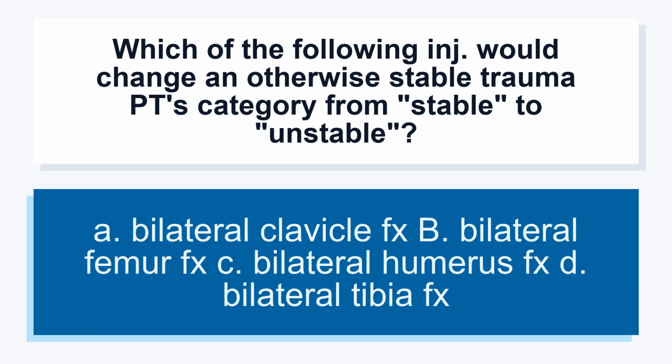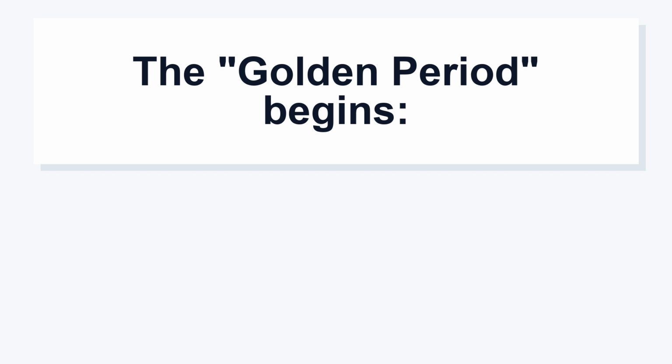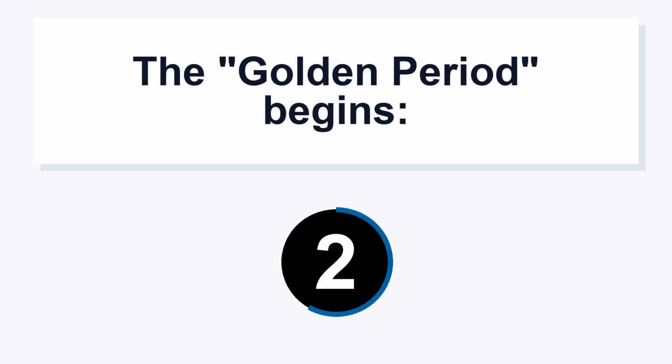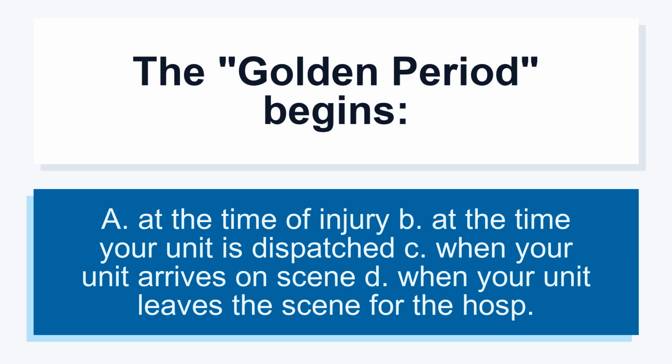A. Bilateral clavicle fractures. B. Bilateral femur fractures. C. Bilateral humerus fractures. D. Bilateral tibia fractures. The golden period begins: A. At the time of injury. B. At the time your unit is dispatched. C. When your unit arrives on scene. D. When your unit leaves the scene for the hospital.